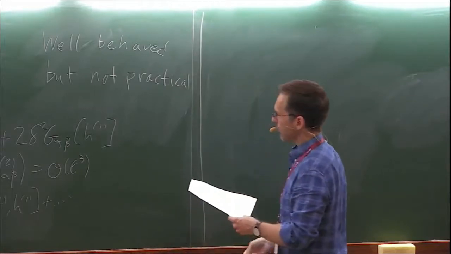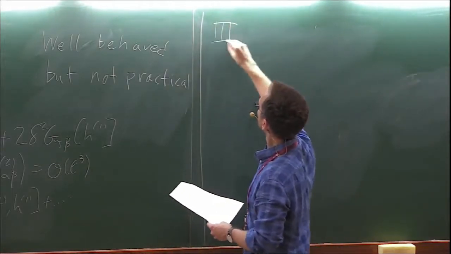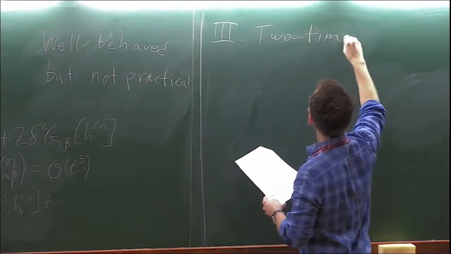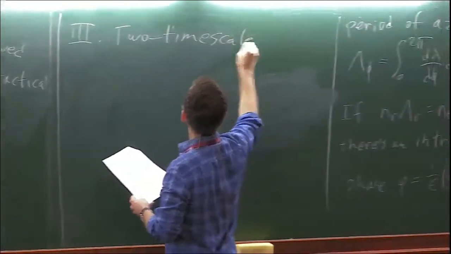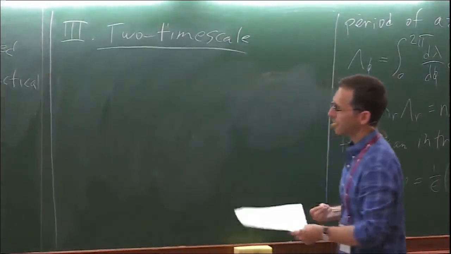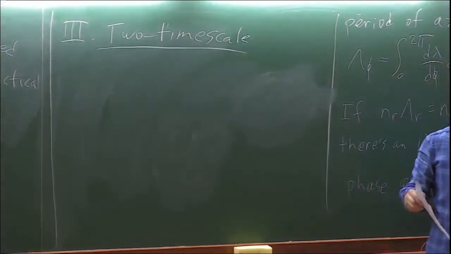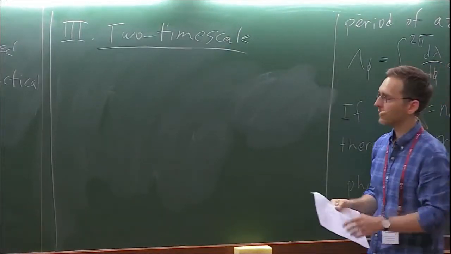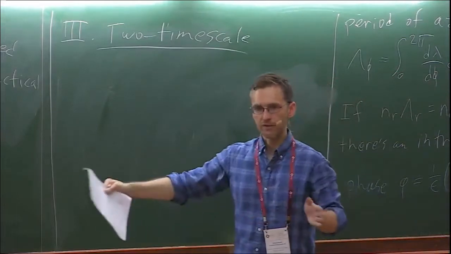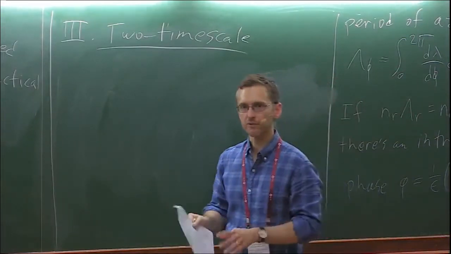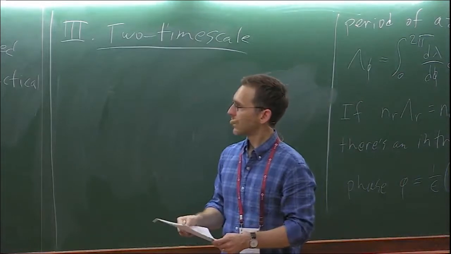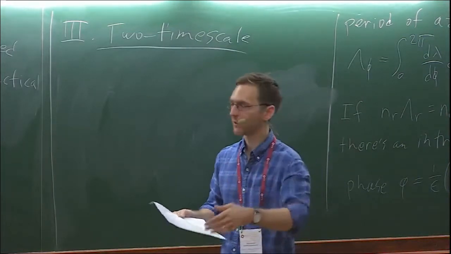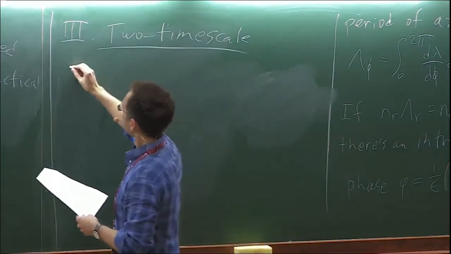So what I think is much more practical is a 2-time scale approximation. Here we make use of the fact that our system has 2 distinct timescales. One is the orbital period, and one is the time of inspiral, or the radiation reaction time. These are very distinct timescales that have very different scales. One is epsilon times, or 1 over epsilon times the other. So we take advantage of that.